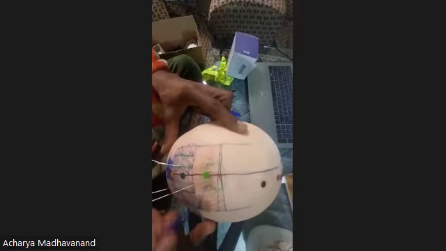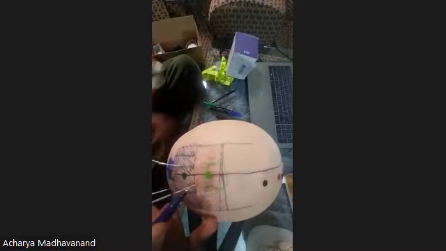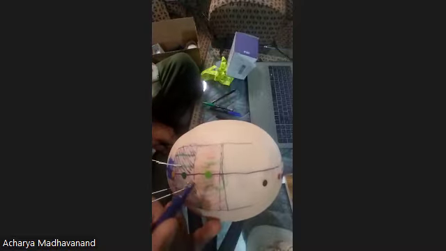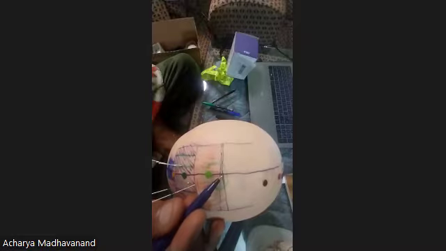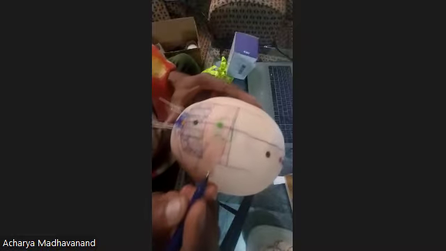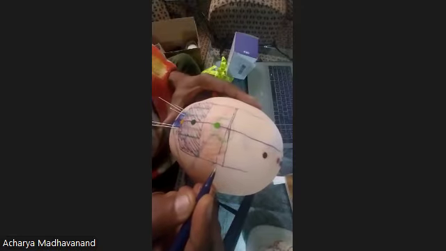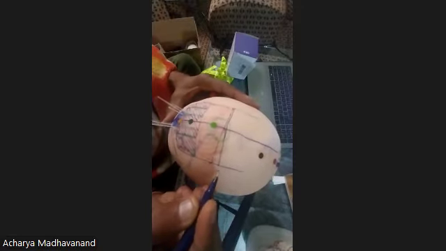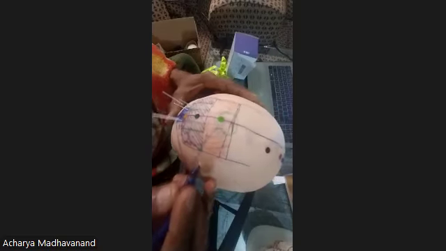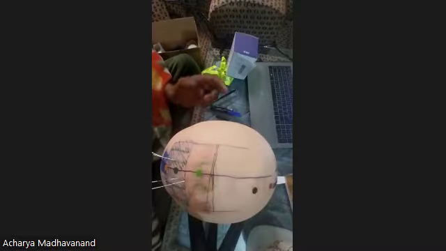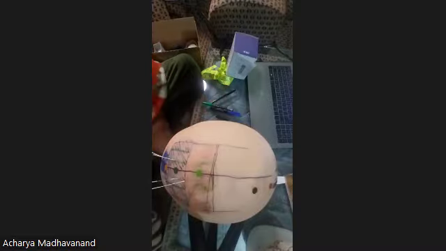Location of this area starting from 1 chun anterior to DU21 and half chun posterior to DU21. So it is 1.5 chun. It is also a 1.5 chun area. Okay.